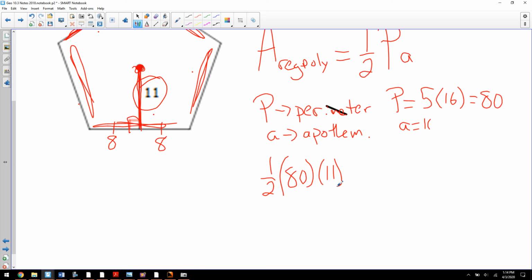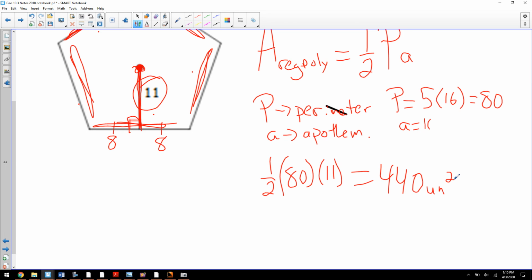And then from here, it's just a matter of typing it into our calculators. Obviously, this one's pretty easy. Half of 80 is 40, so you can do 40 times 11. And after pressing some buttons in my calculator, I got 440. Now, this is area, so make sure you put your units squared in there.